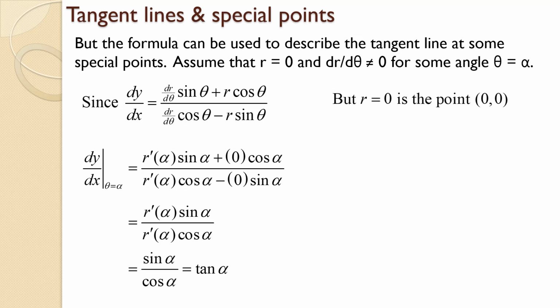But if r is 0, that means in Cartesian coordinates we're at the point (0, 0). So we know how to find the equation of a line whose slope is tangent of alpha at the point (0, 0). That's it right there.